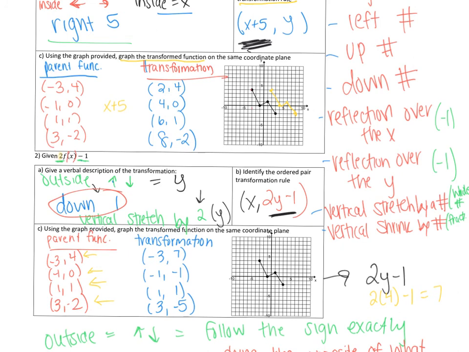Then you're going to go ahead and graph those points. So I need to go to -3, 7. And then I'm going to go to -1, -1, sorry, I'm very tiny. 1, 1, so it stays on that point. And then 3, -5. So here is my new graph.